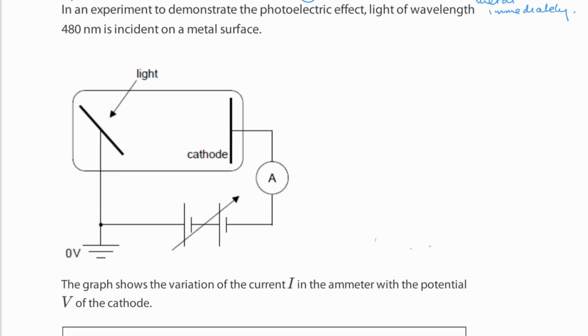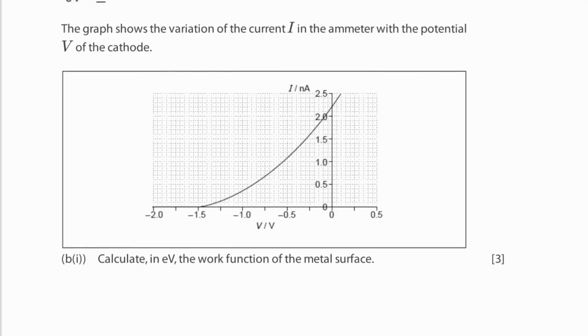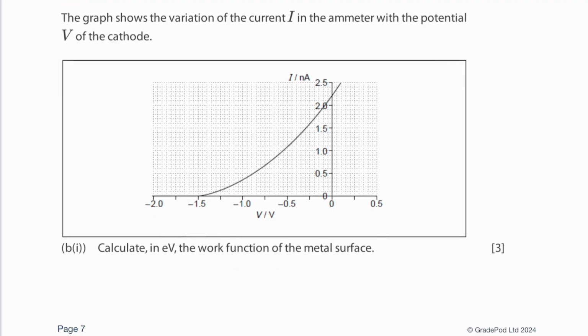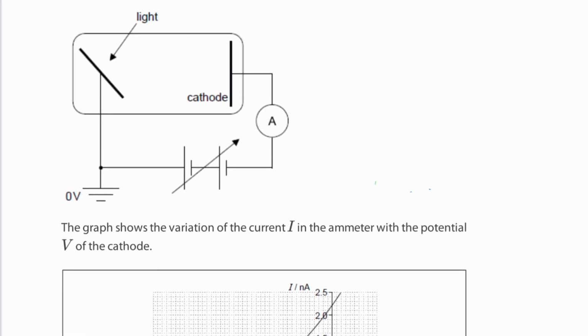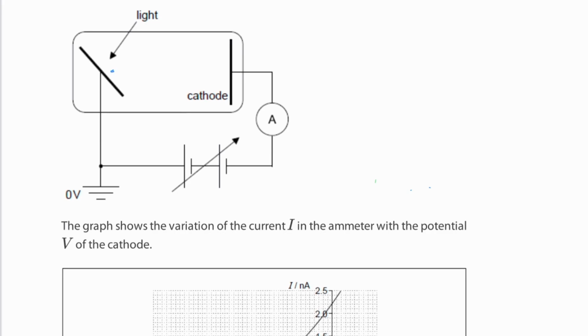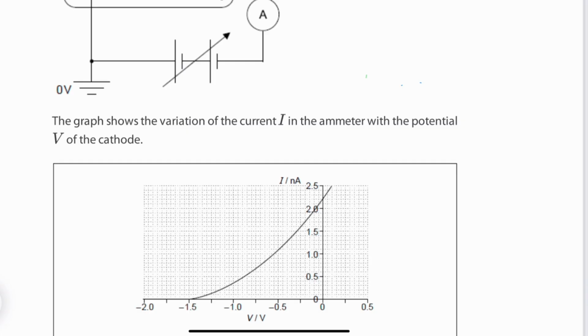In an experiment to demonstrate the photoelectric effect, light of wavelength 480 nanometers is incident on a metal surface. The graph shows the variation of the current I in the ammeter with the potential difference V of the cathode. And what this graph shows is when there's a current, it means, I'm going to go back up to the diagram, that there's electrons leaving and moving across to the cathode. So here, when there's no voltage across the cathode and the anode, then there's a current flowing of electrons. When they left that surface, they had kinetic energy of 1.5 electron volts.